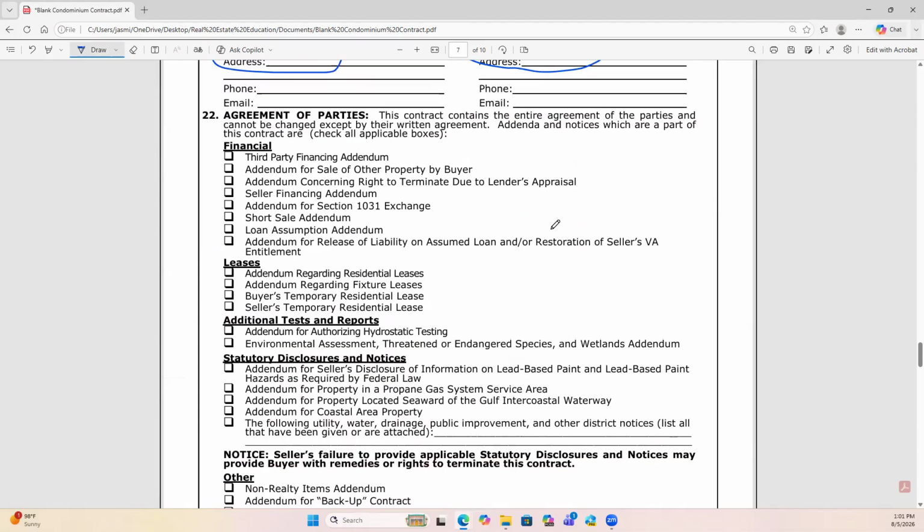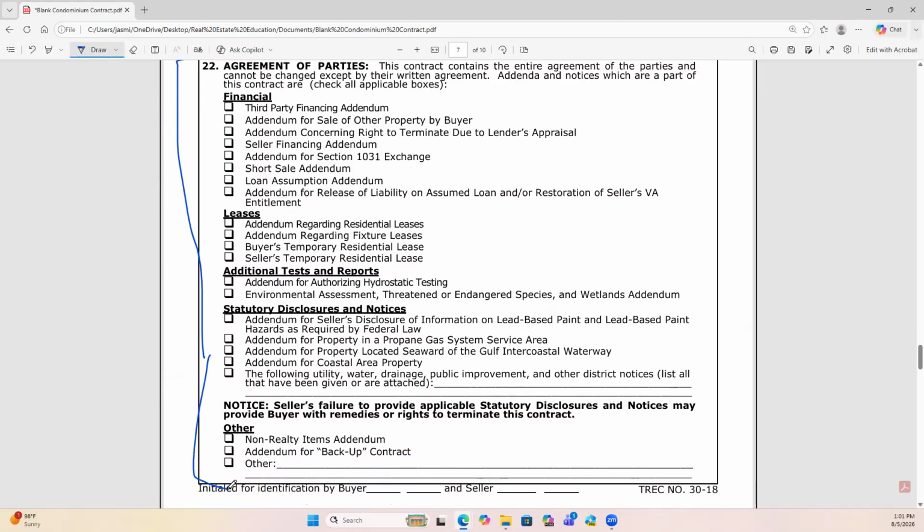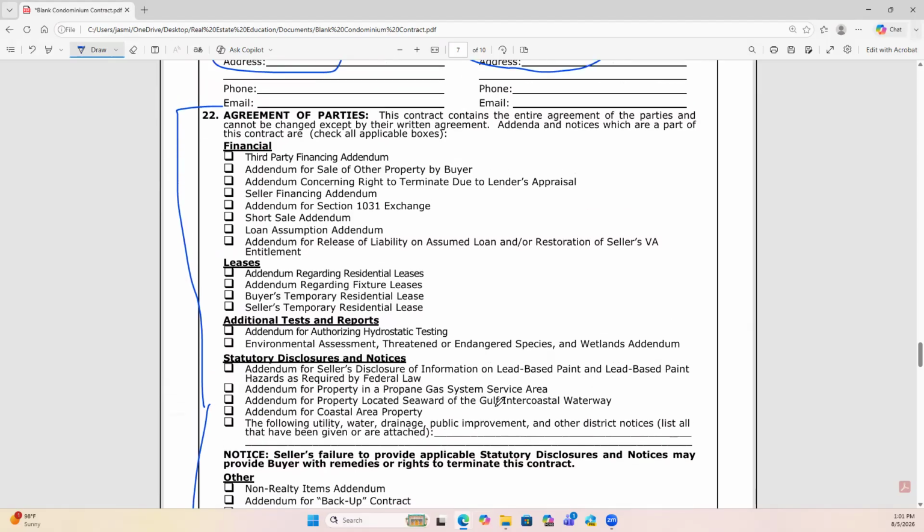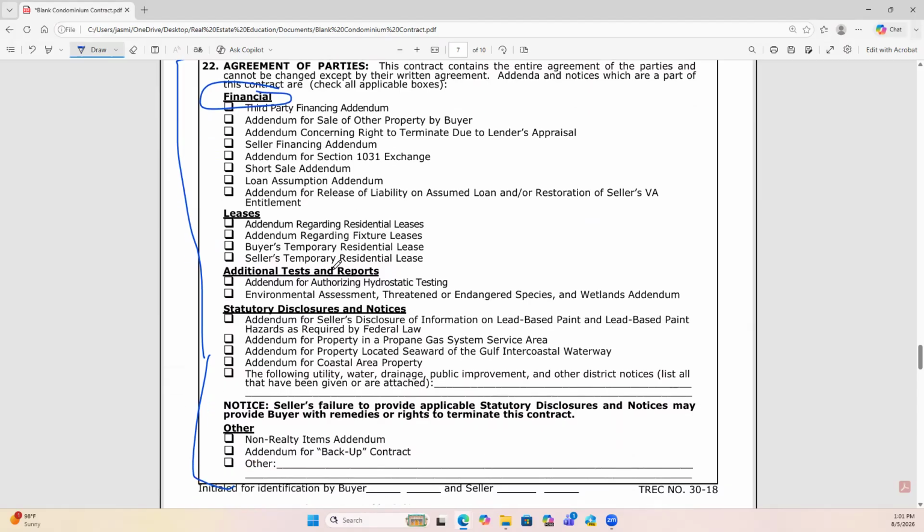22 has not changed as far as what's been added or taken away, but what they did do is reorganize all of this. So for all of my agents who are just like, I need to add a financing addendum, but I don't know which addendum I need, they listed all of the financing addenda for you so that you can now just check the box that you need. If there's a lease addenda that you need, they separated that for you. Additional tests and reports, statutory disclosures, and any other notices are here.